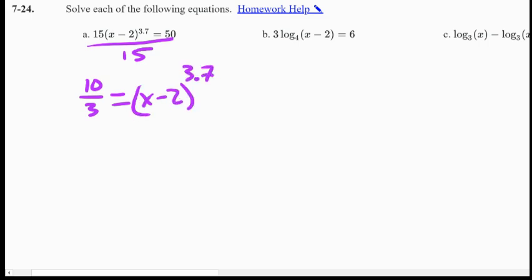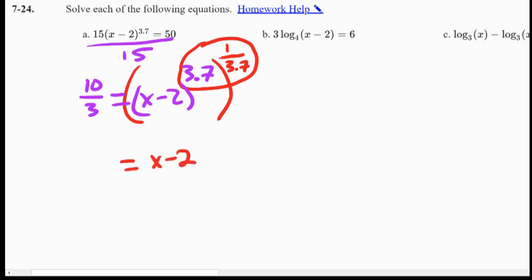And now to get rid of this exponent of 3.7, I'm going to raise both sides to the power of 1 over 3.7. Because I know the power of a power rule, I multiply these together, 3.7 times 1 over 3.7 is just 1. So that leaves me with just x minus 2 by itself, which is really what we want. So that means I have to raise this to the power of 1 over 3.7. And again, I know this is ugly, but we're going to end up plugging this into a calculator probably anyways. And then I'm going to add 2.